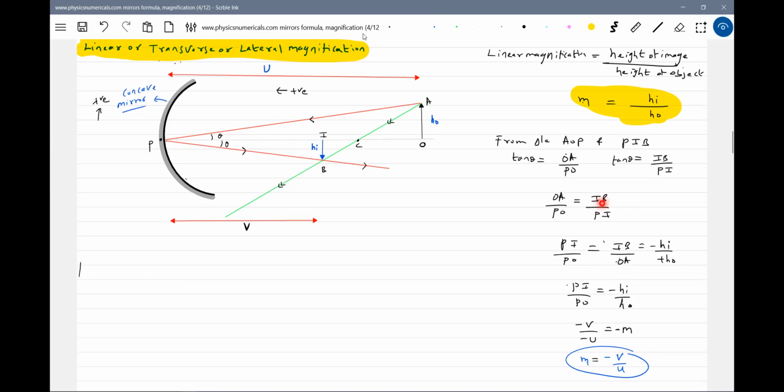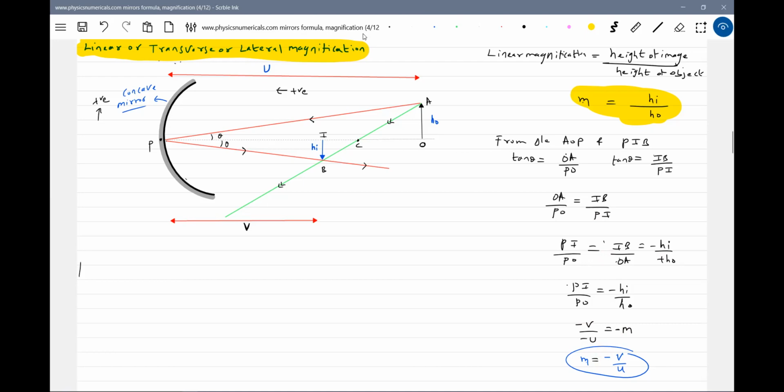Now, how do you measure IB? IB is vertically down, so it should be negative. OA is vertically up, positive. So IB will become minus HI and this will become plus HO. The distances measured above the axis are positive, below the axis negative. Therefore this negative sign has come. And for the distances measured from the pole, both u and v are opposite to the incident ray, so they should be negative. So this is the expression for the linear, transverse, or lateral magnification, as you call it.